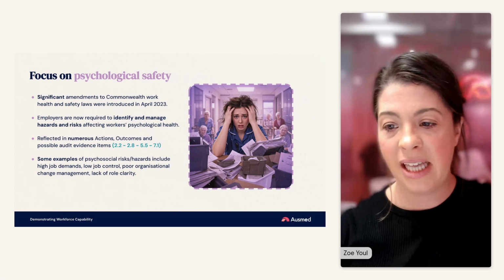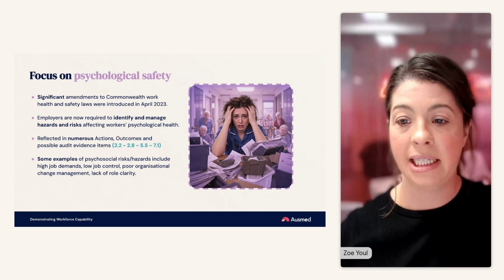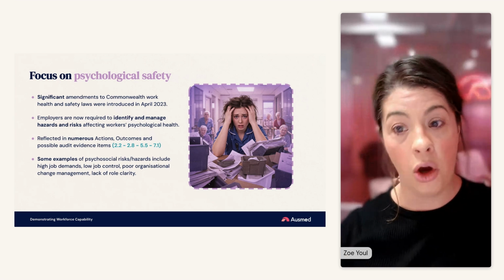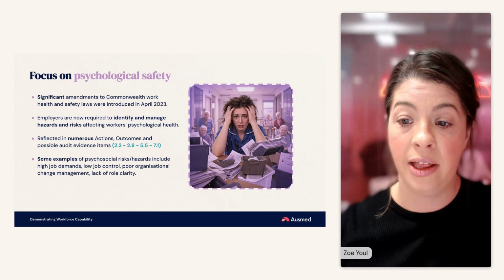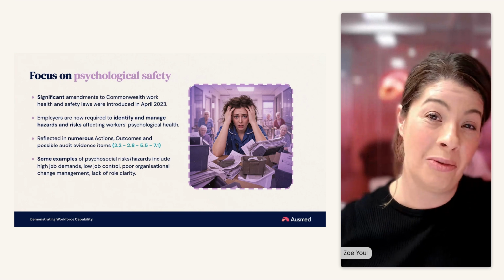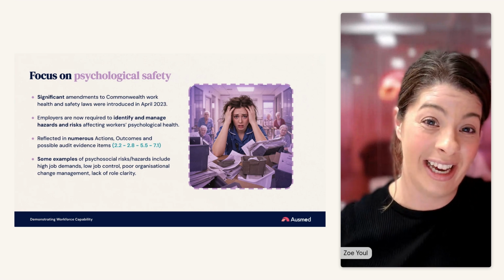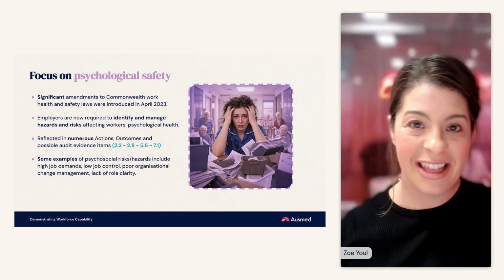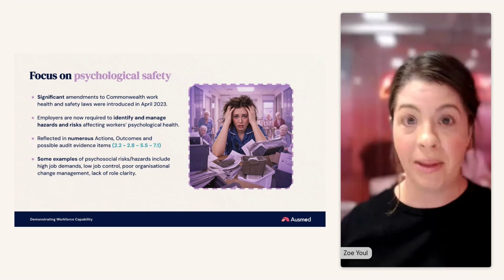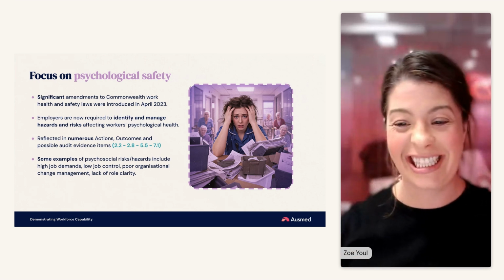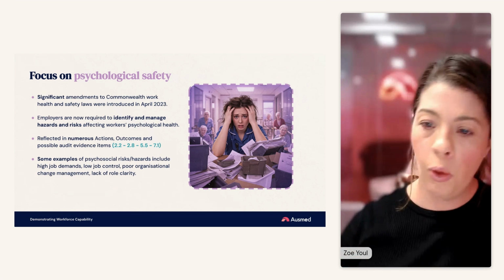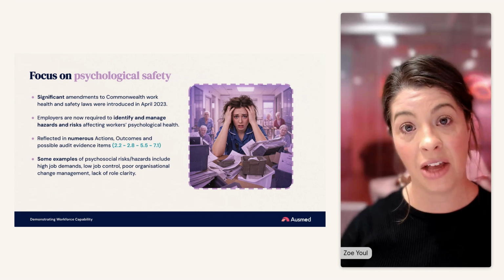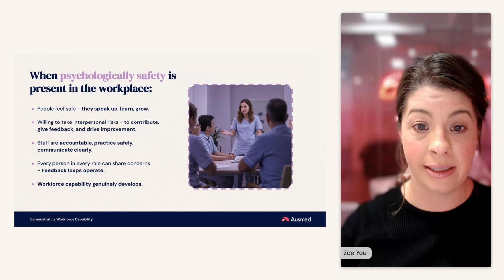From Safe Work Australia, some of the examples that they list: high job demands, unmanageable workloads, poor support. You've got your obvious bullying, harassment, discrimination, but also poor organisational change management. That's a big one to watch right now. There is significant organisational change management occurring. We need to be doing this in a psychologically safe way. And Karen is genuinely going to look at this shortly. Poor job security, unstable working conditions, they are listed as potential psychological risks or hazards.